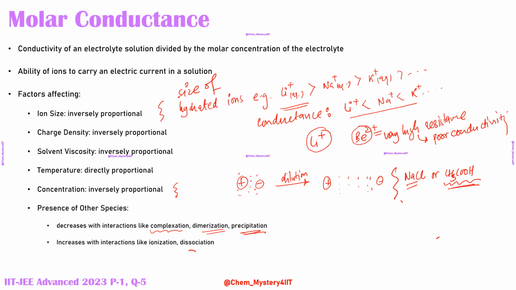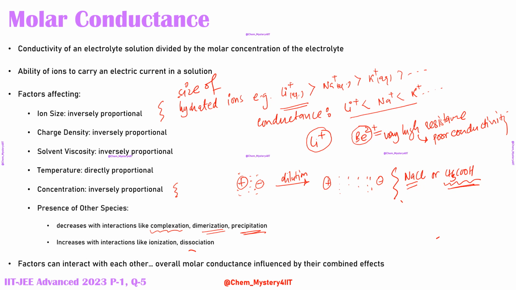If, on the other hand, we are talking about interactions like ionization or dissociation, then there will be an increase in the number of charge carriers, and that is going to increase the conductance, and that increased conductance is going to give us increased molar conductance as well. So these are all the factors which affect the molar conductance. Sometimes these factors can interact with each other, and the overall molar conductance can be influenced by their combined effects as well.